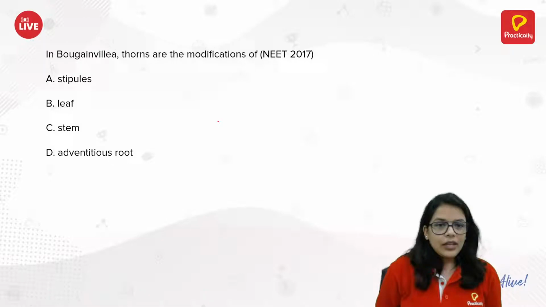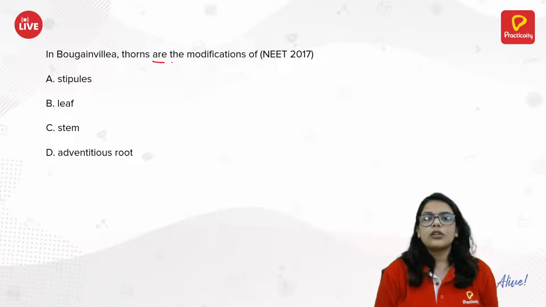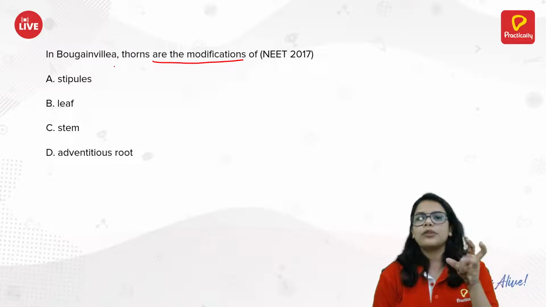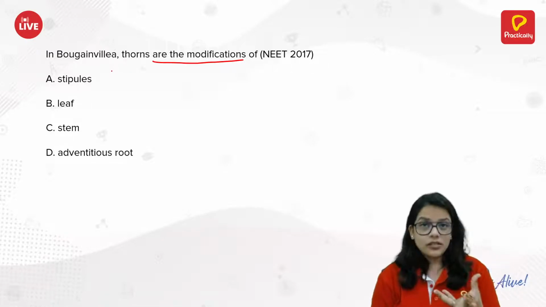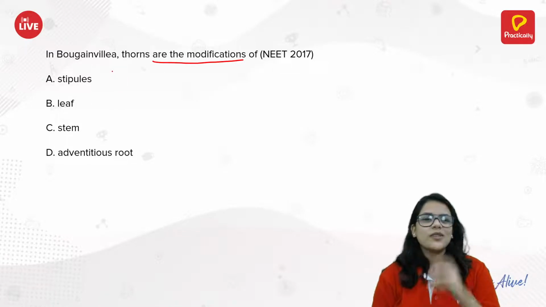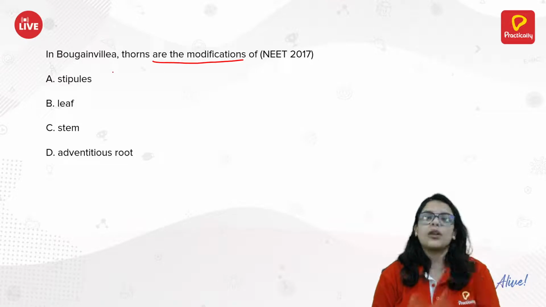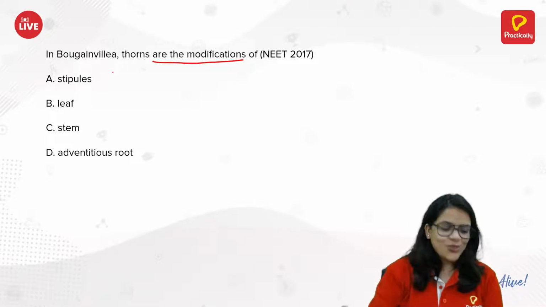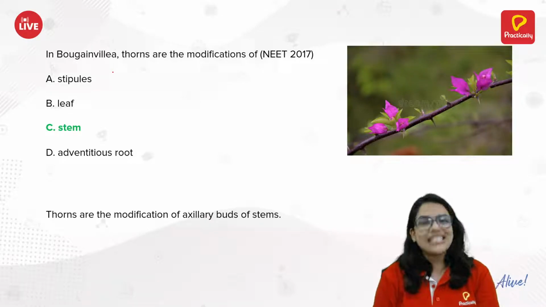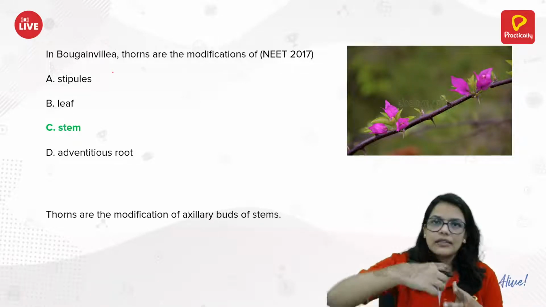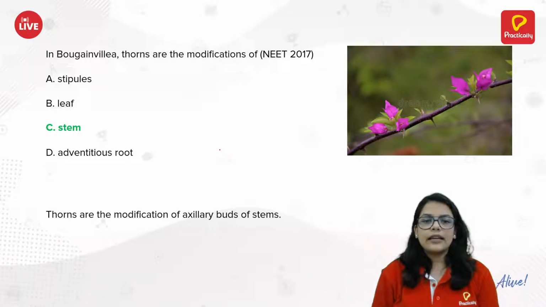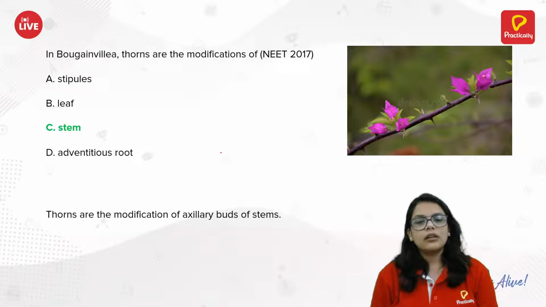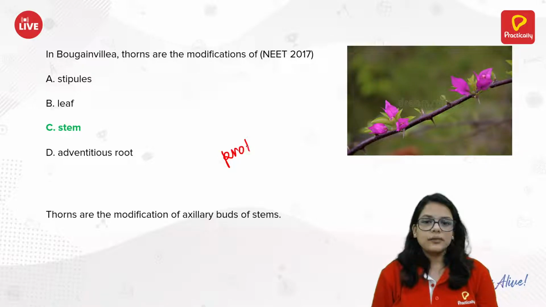Okay, so in bougainvillea, thorns are the modifications of what? Bougainvillea is a plant which has some very pretty pink and white flowers, and there are thorns. Thorns are the modifications of which part of the plant? The answer here is actually the stem. So the stem makes a thorn kind of shape. It's quite prickly, and it is there for supportive functions such as protection and all.